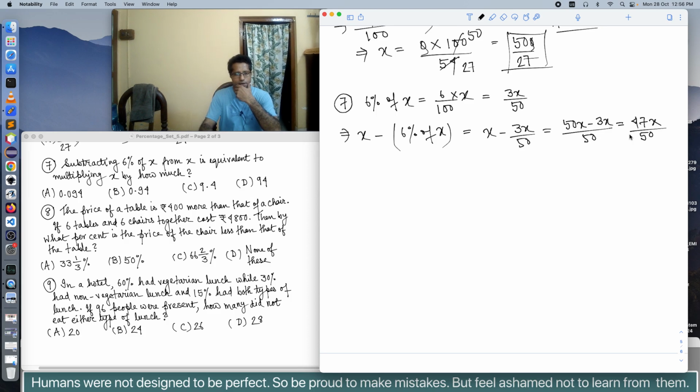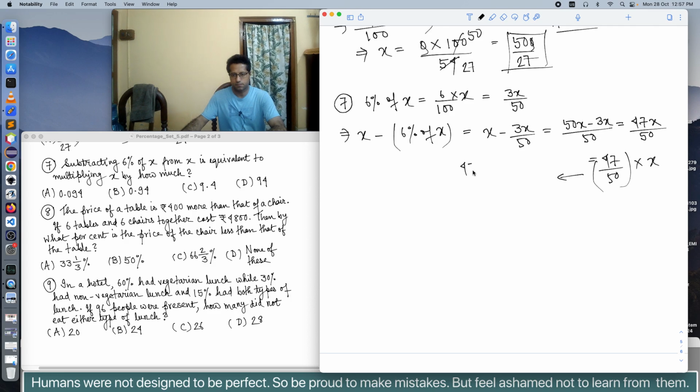Subtracting 6% of x from x is equivalent to multiplying x by how much? So the result we are having is 47x by 50. So this is equal to 47 by 50 multiplied by x. So we must multiply, so it is saying that subtracting 6% of x from x is equivalent to multiplying x by how much? That how much must be equal to 47 by 50.